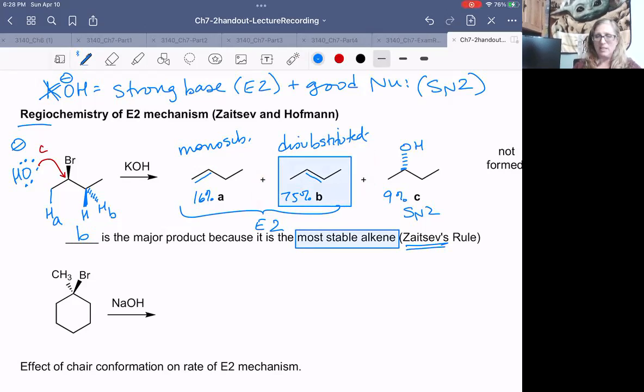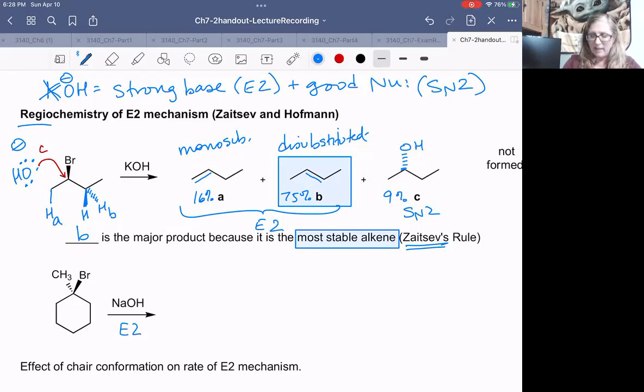Zaitsev's rule. Okay, so let's try an example here. There's actually two elimination products. If we were just to look at the E2 reaction here, there's two possible products. See if you can draw both possible alkenes and predict the major product. Again, if you want to pause, you could try it on your own.